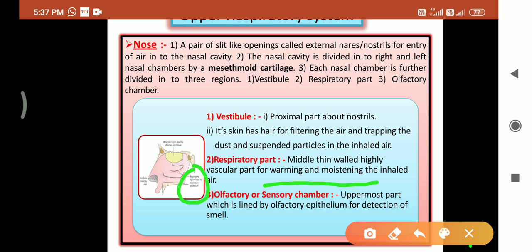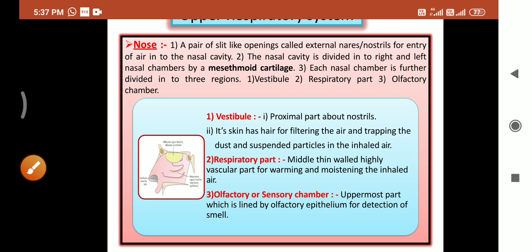Every time you inspire or expire, you can feel that the air is warm and moist. In the winter season you can see this already. When you exhale, you can see a smoke-like structure on a mirror, and some water droplets present there. So how is it possible? With the help of the respiratory part, which moistens the air and also warms it.